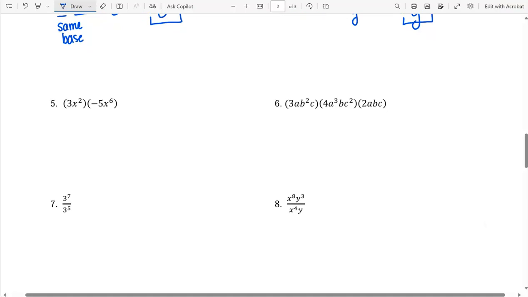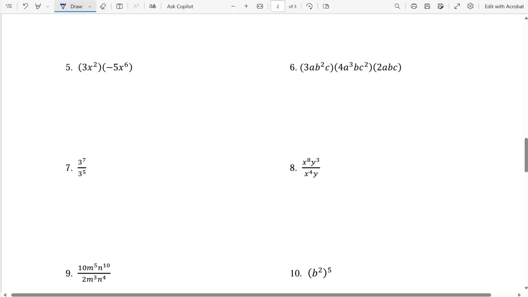Now, there will be plenty of times that my bases end up changing up a little bit. Looking at number 5, I have a 3 times an x squared times a negative 5 times a x to the 6th. So anywhere there was a multiplication, I went ahead and just wrote the multiplication sign. If I separate it out like this, then I can combine the things that look alike. I can take my 3 and my negative 5 and multiply them together to get negative 15.